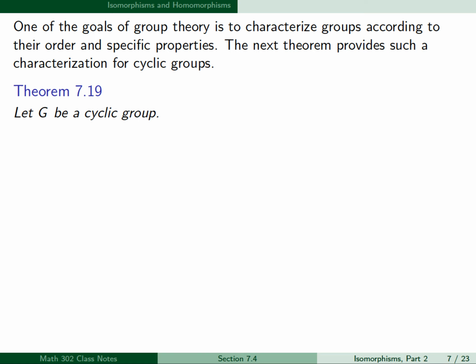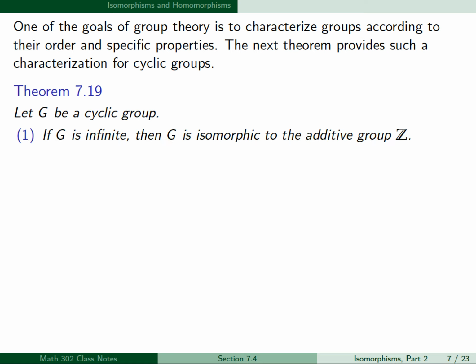Let G be a cyclic group, and there are two parts. The first part is, if G is infinite, then G is isomorphic to the additive group Z. So if G is an infinite cyclic group, then it's necessarily isomorphic to the additive group Z of integers.